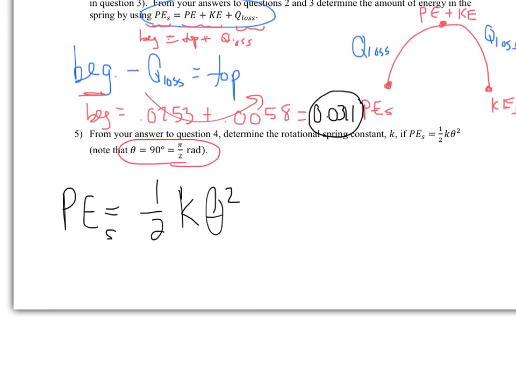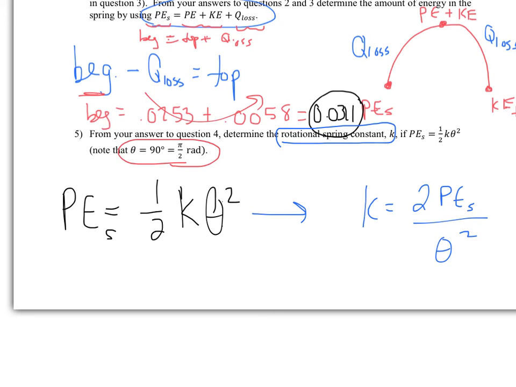So if I want to determine the rotational spring constant, that means solve for K. How do I solve this for K algebraically? How would I get rid of the other variables and solve this for K algebraically? Steph? Divide by 1/2 or multiply by 2. Same thing, very good. And then divide by, what was it? Theta squared.